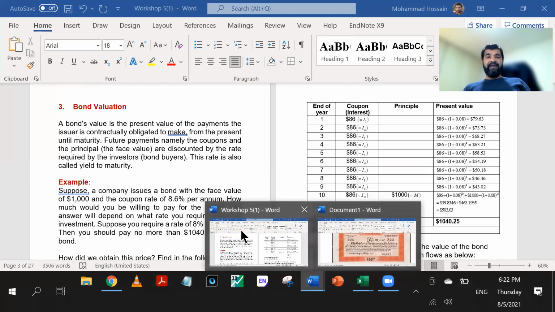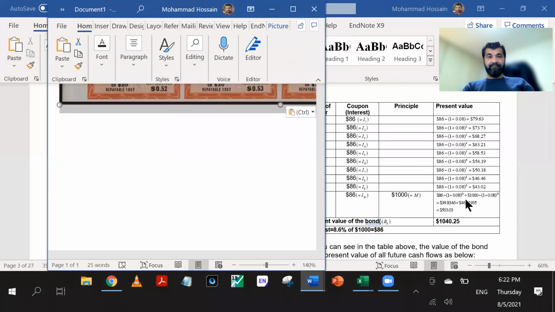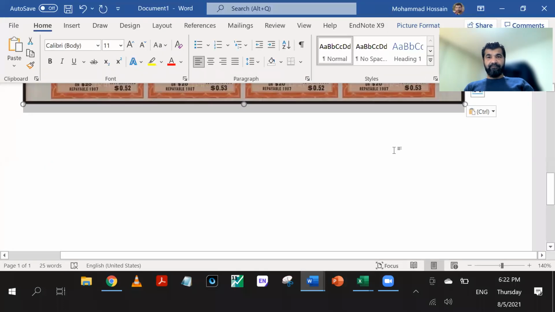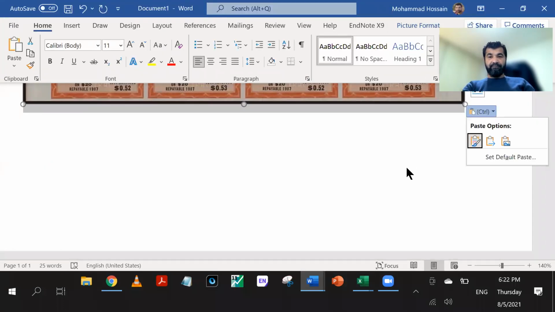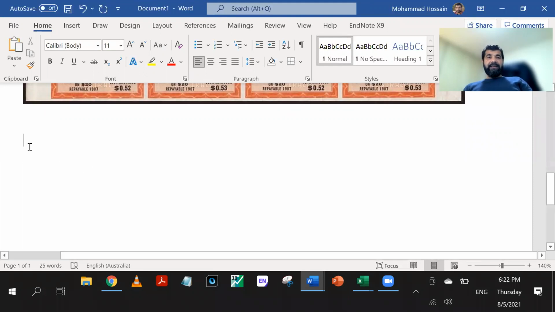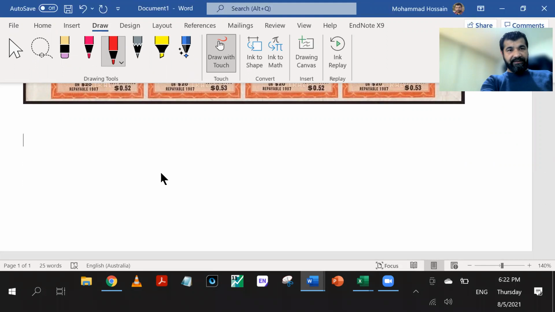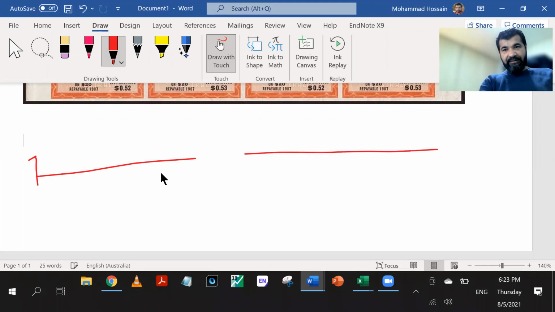Have a look. I'm going to draw a timeline in here. Let's say here the bond starts. Let's see if I can draw with my hands. I'm drawing using my hands. So this is, let's say, the timeline.